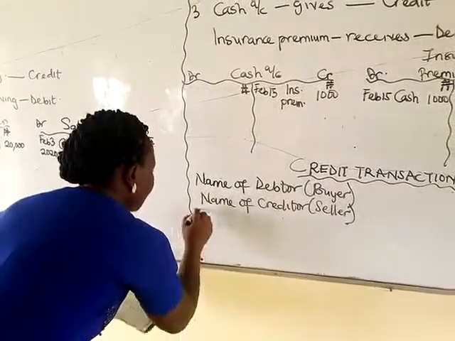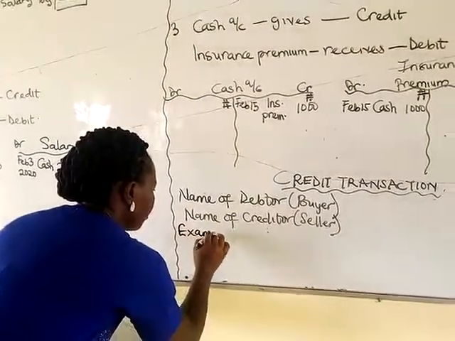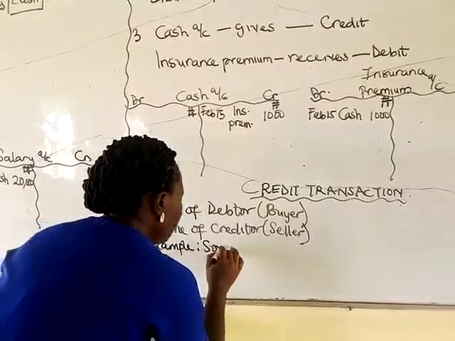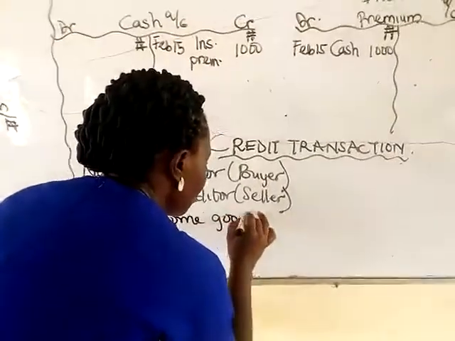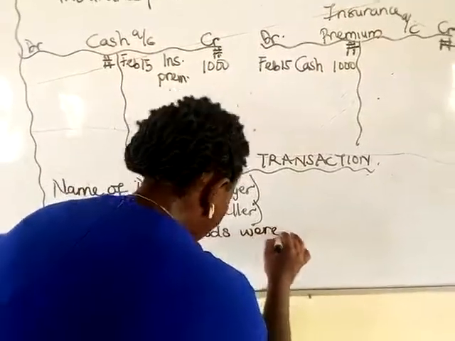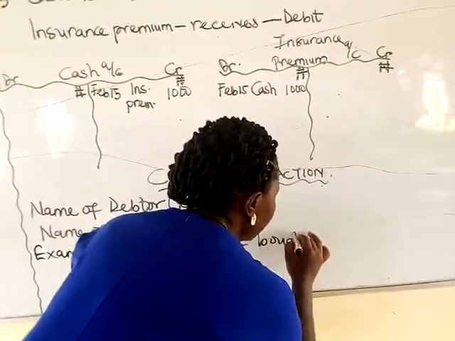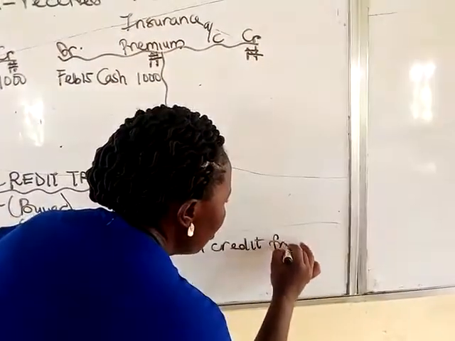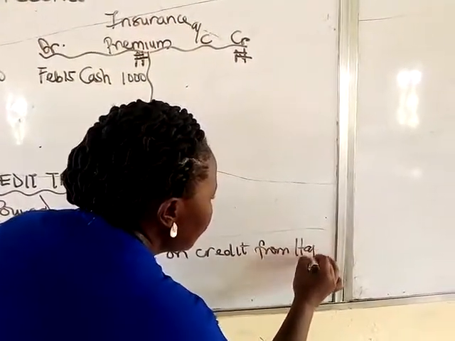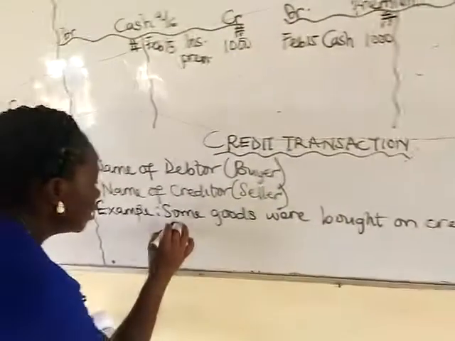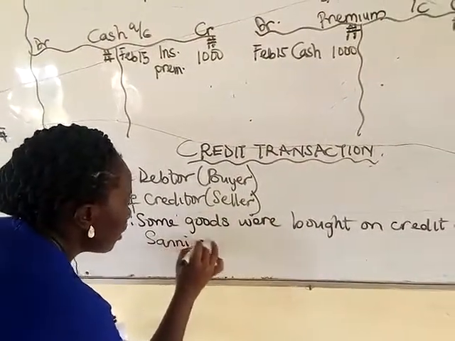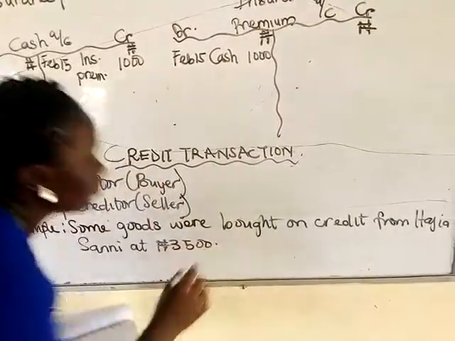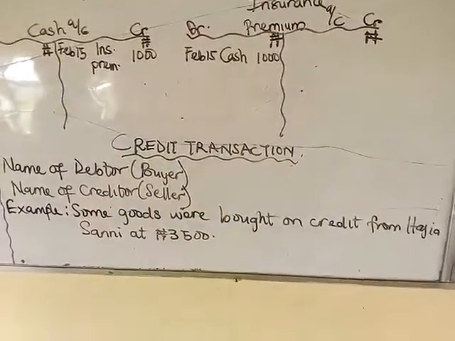So we have example 3. Some goods were bought on credit from Haja Sunny at 3,500 naira. Now, that is a credit transaction.